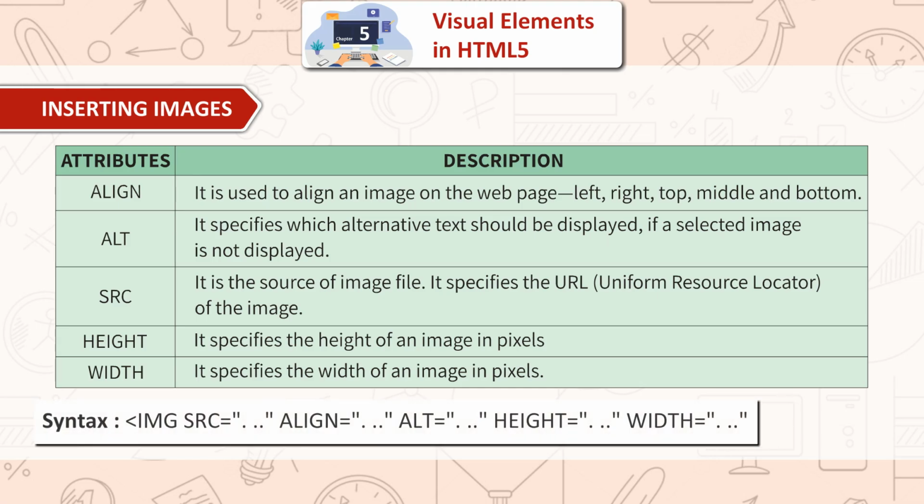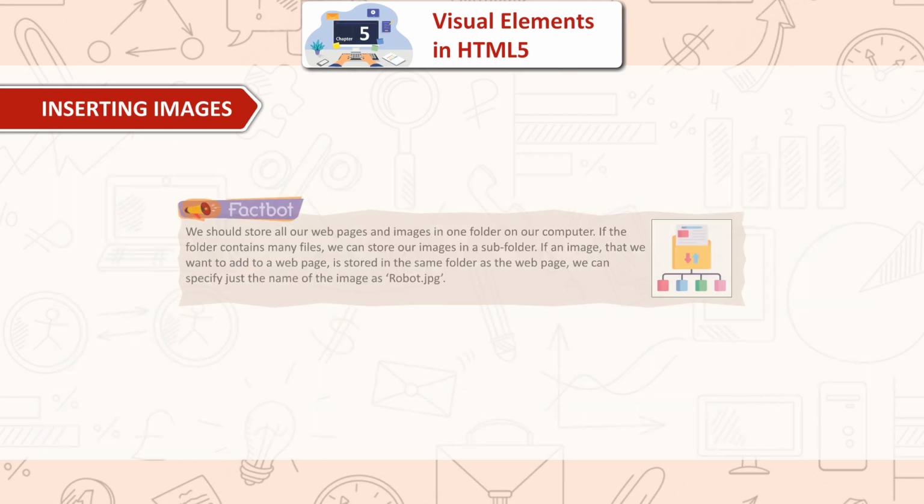Syntax. IMG SRC is equal to double quotes. Align is equal to double quotes. Alt is equal to double quotes. Height is equal to double quotes. Width is equal to double quotes.